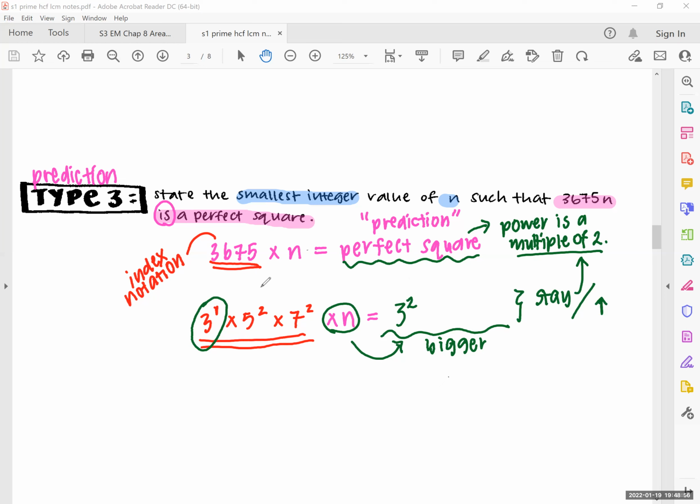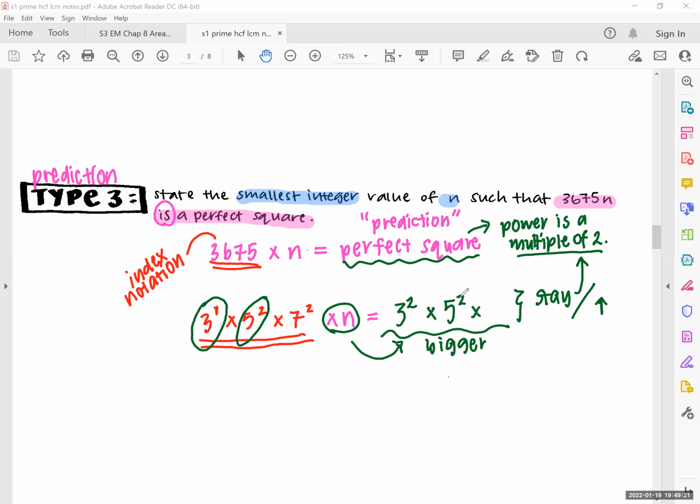Next, let's look at the next one. Can you see the next one is 5 squared, right? So 5 squared, does it meet the condition that the power is a multiple of 2 already? Yes or no? 5 squared, yes, right? It meets the condition that the power is a multiple of 2. So will it stay or will it go up? Stay. You don't need to go and change it already.